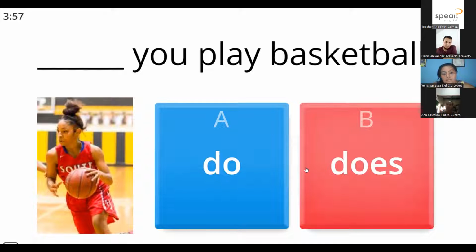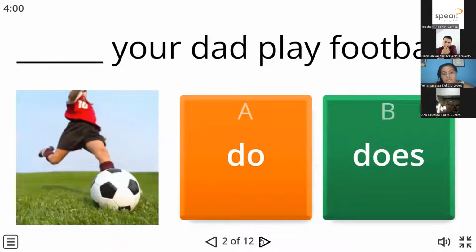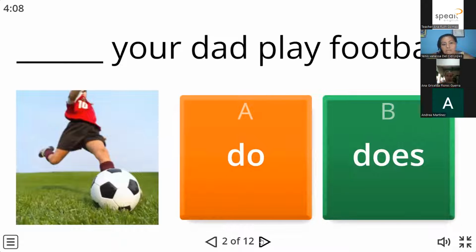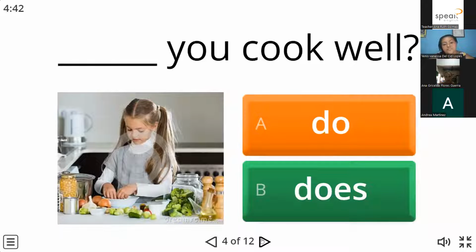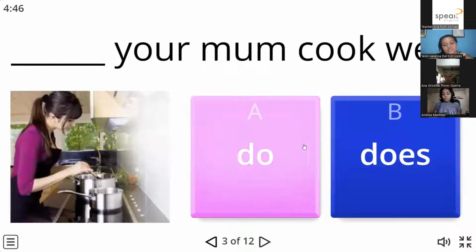Okay, what about the next? Pay attention to the next. Do or does? Do you? Yes, do. Are you sure? Pay attention. Do or does? Because if you pay attention, es él. Very good. It is does. The correct option is does. Option B. Excellent. Okay, what about the next one? Option B or option A? Option B.